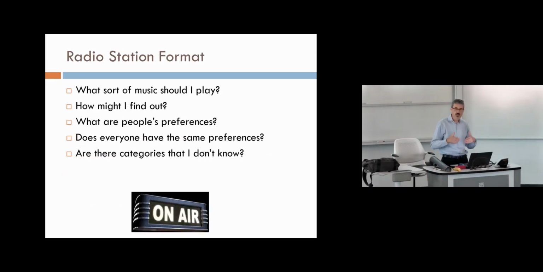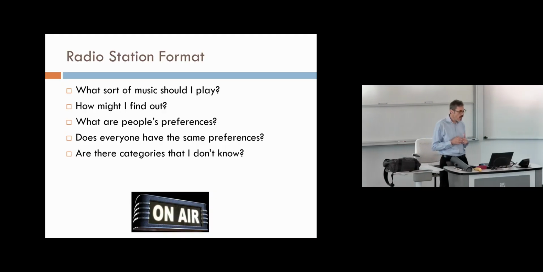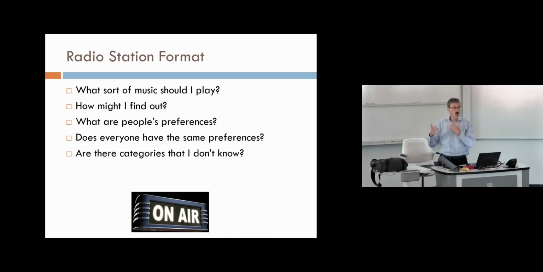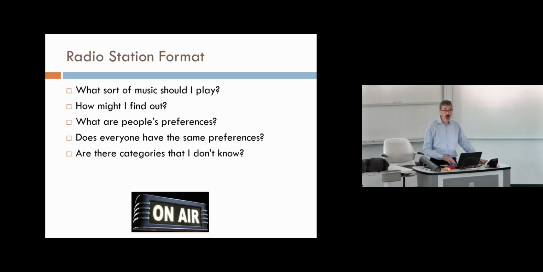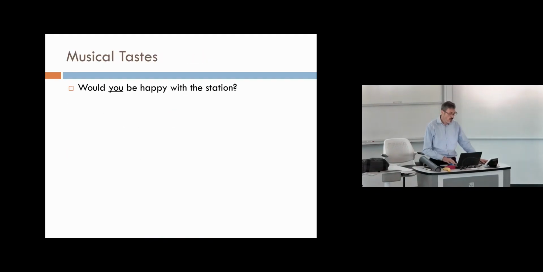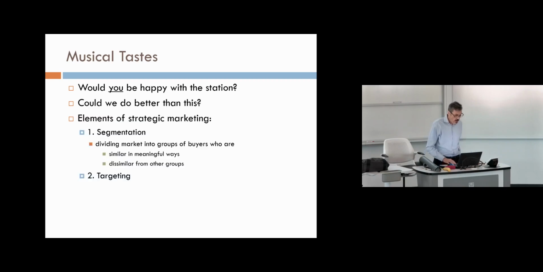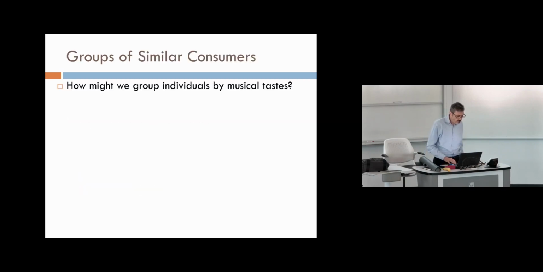So I want to think about the kind of music that I want to play. We talked about some ways that I might be able to find out. I need to understand what people's preferences are, and I recognize that it's likely that people's preferences differ from one another. One method I could use is to just ask people directly: here's a radio station, would you be happy?